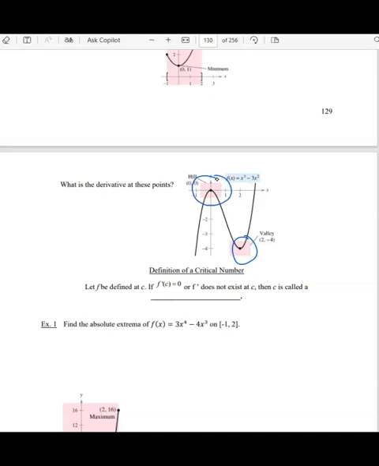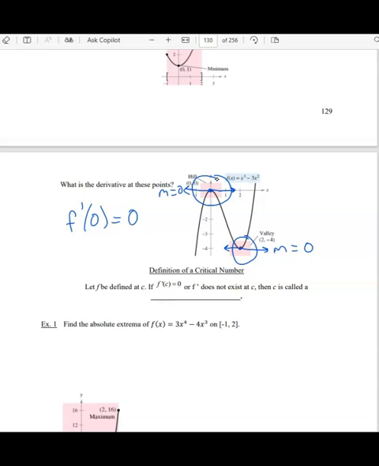I hope you see that at this location, if I were to draw the tangent line, it would be horizontal, and so the slope there would be 0. Likewise, down here, if I were to draw the tangent line, it would also be horizontal, so the slope there would be 0. So the derivative at those locations, in other words f'(0) up here, would be 0.